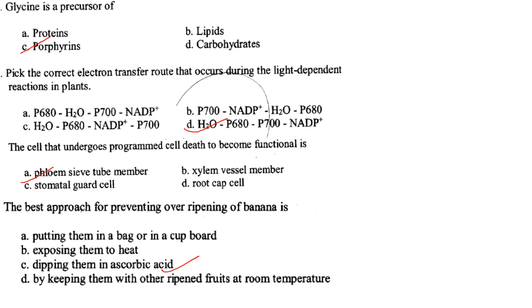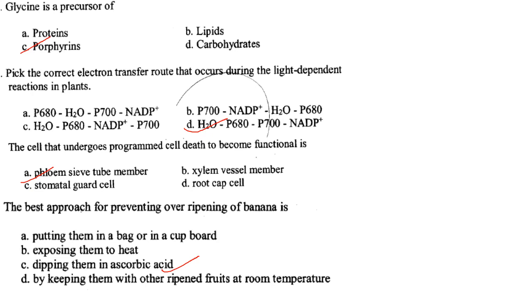Then pick out the electron transfer route that occurs during light dependent reaction in plants. So the process called non-cyclic photophosphorylation, that is light dependent reaction. Electrons are removed from water and passed through pigment system 2 and pigment system 1 before ending up in NADPH. So the answer is option D, that is H2O, P680, P700, NADPH. Answer is option D.